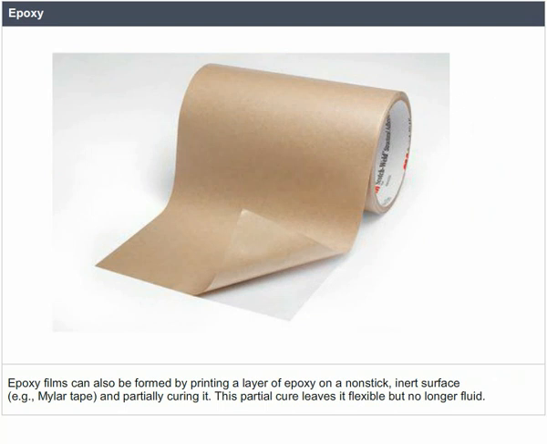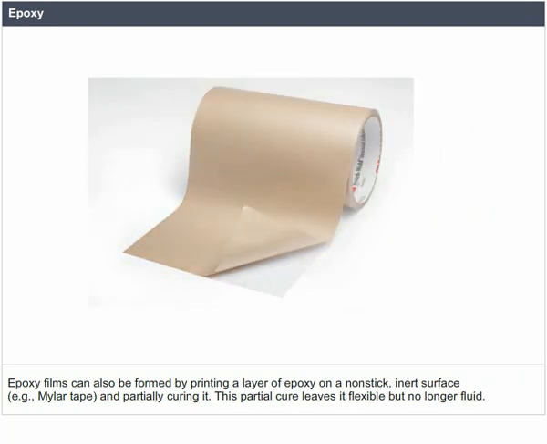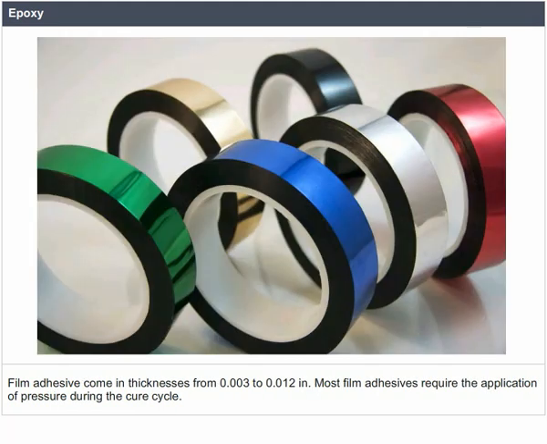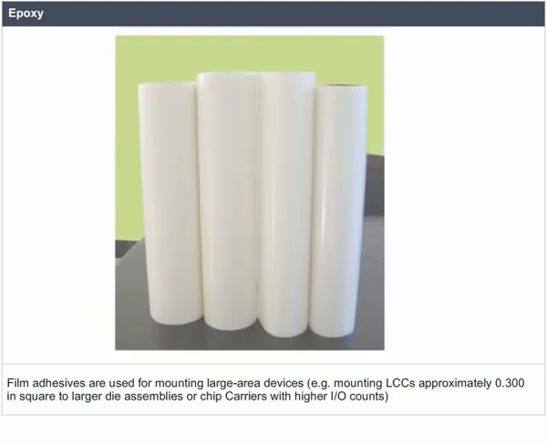Film adhesives can be purchased as sheets of approximately 12 by 12 inches and performed by cutting or punching into the desired size. Film adhesives come in thicknesses from 0.003 to 0.012 inches. Most film adhesives require the application of pressure during the cure cycle. Film adhesives are used for mounting large area devices, for example, mounting LCCs approximately 0.300 inches square to larger die assemblies or chip carriers with higher input-output counts.